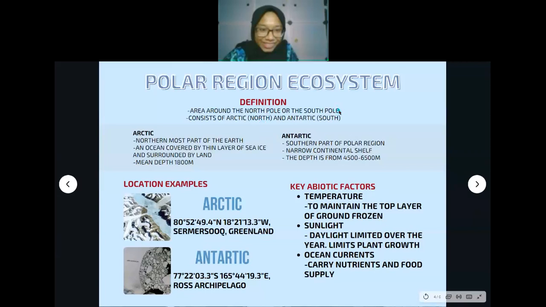Okay, I will continue about the polar region ecosystem. So the definition of polar region is an area around the North Pole and the South Pole, and it consists of Arctic and Antarctic. So next, I will tell about the specification of the Arctic and Antarctic.